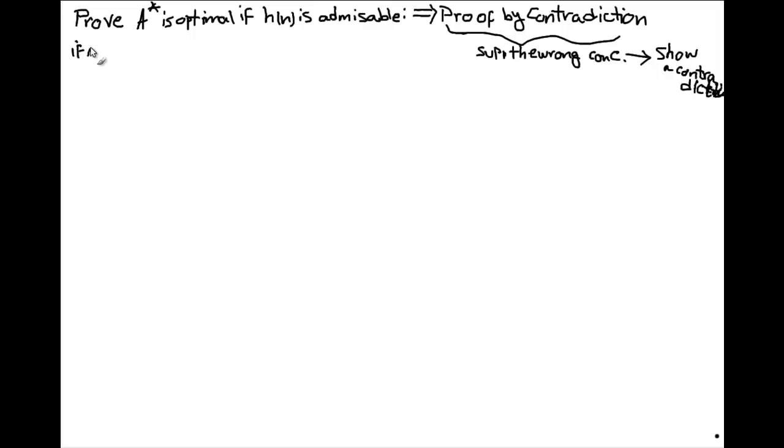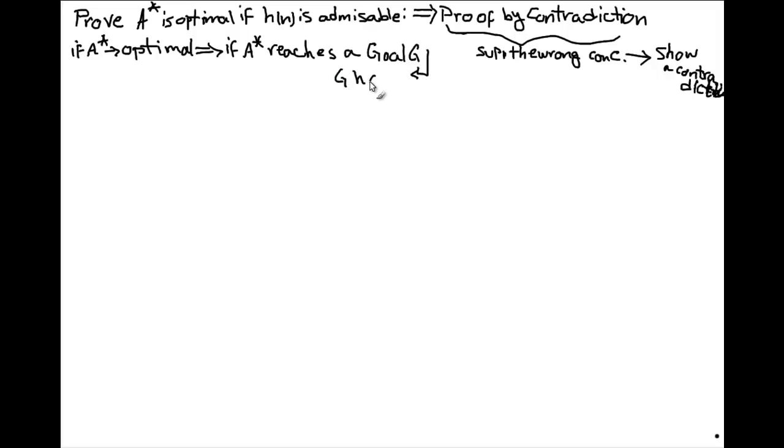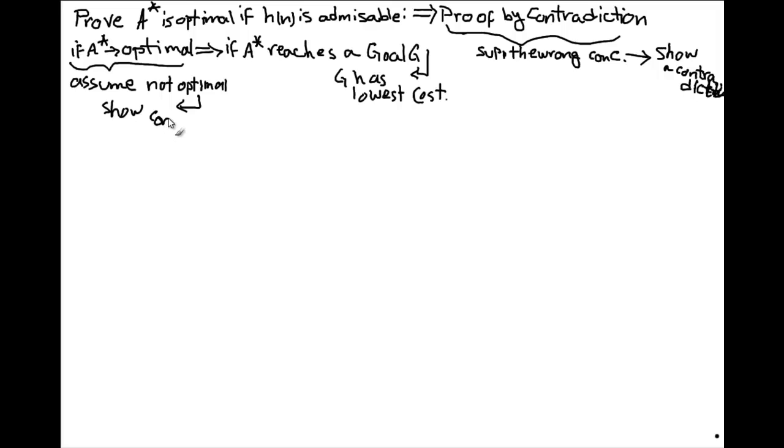So if A star is optimal, then if A star reaches a goal, that goal has the lowest cost. So if A star finds a goal G, then G must have the lowest possible cost. Let's see what that means. While proving A star is optimal, we're basically assuming that A star is not optimal, and then we show that if A star was not optimal, there would be a contradiction. Then we need to show the contradiction. So let's see what's going on with our proof.